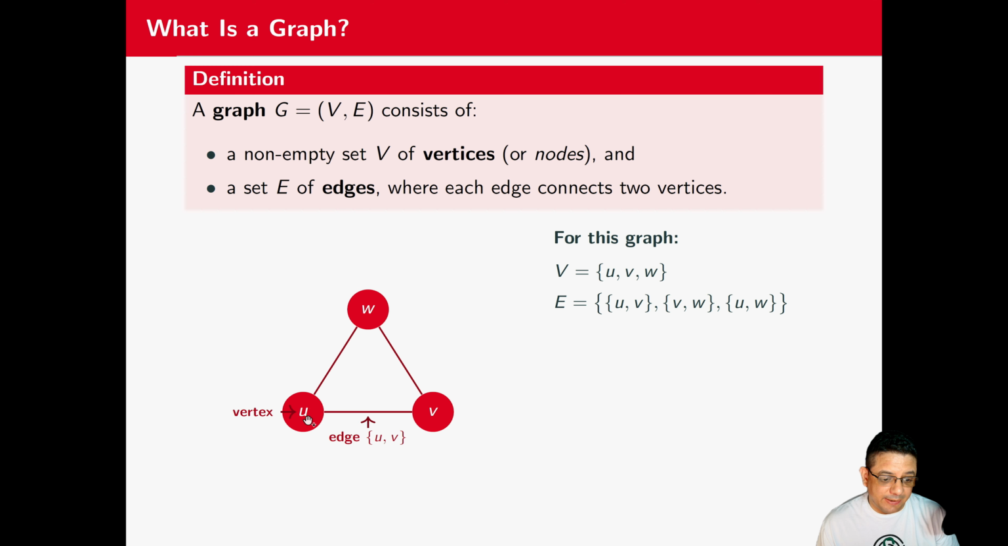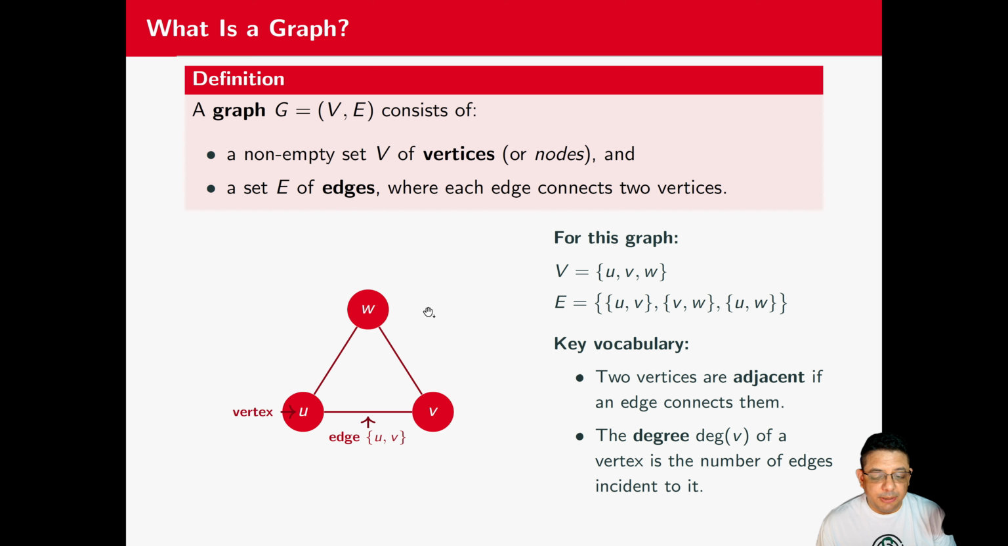For this graph, we have three nodes: the nodes U, V, and W, and we have edges connecting each of them. Notice that we can write an edge in notation by putting together two nodes, like U and V, V and W, U and W. So this is the edge UV, this will be the edge VW, and this will be the edge UW.